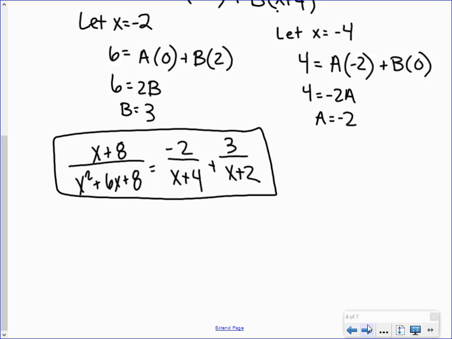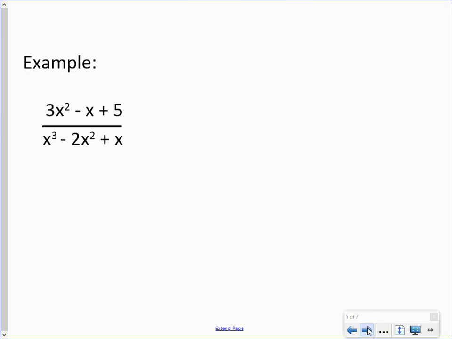Okay, so number 2, example 2 is the one from the warm-up. Okay, and we already went over this one together. We would factor our denominator. We wrote out our partial decomposition with the repeated factor.